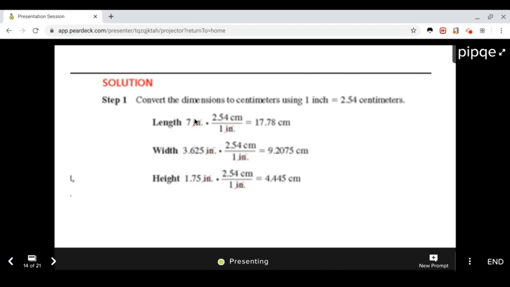So for the length, we have 7 inches times, always the top is what you want, and on the bottom is what's going to cancel out. So 2.54 centimeters over 1 inch will give you everything in centimeters. Same with this one. The width is 3.625 inches times 2.54 centimeters over 1 inch. You multiply those, the inches cancel, you get 9.2075. And then the height is 1.75 inches times 2.54 over 1 inch, and that gives you 4.445 centimeters.